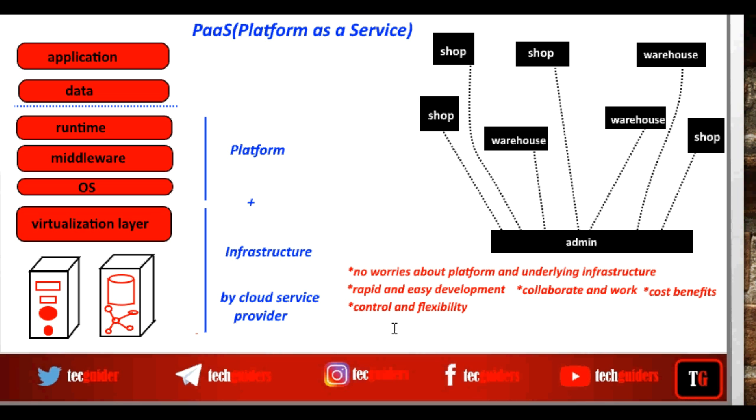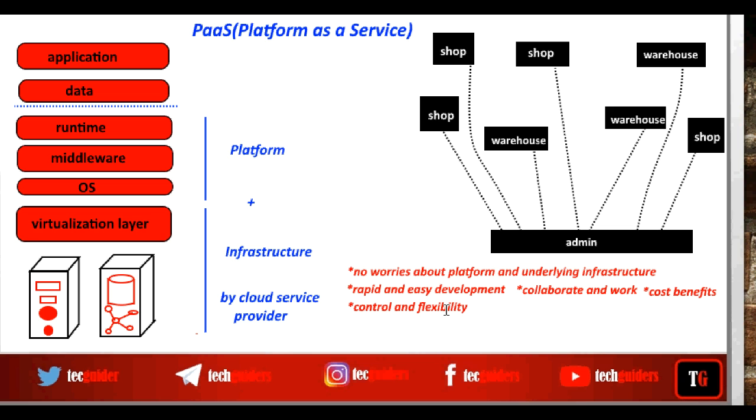And about the control and flexibility, compared to infrastructure as a service, here again there is some lack of control. Here we have control over what is built on the platform. Also there is some lack of flexibility. Here the developers are limited to the provider's tools and environment.